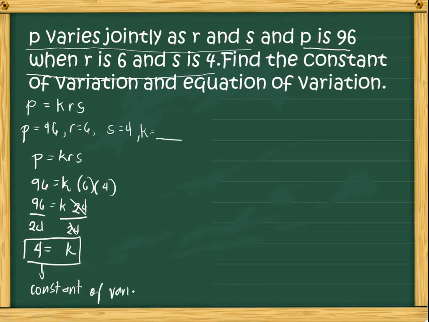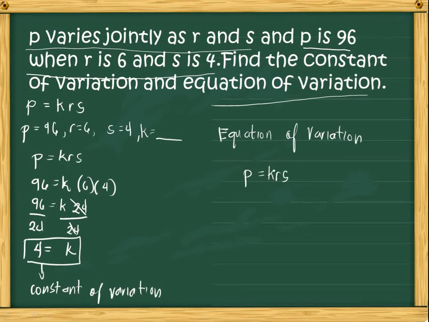So, ang kailangan na lang nating hanapin is yung equation of variation. Paano natin mahanap si equation of variation? Para mahanap natin yan, kukunin lang natin yung equation, which is P is equal to K R S. And then, we just substitute the value of K, which is 4. So, P is equal to 4 R S is what we call the equation of variation.